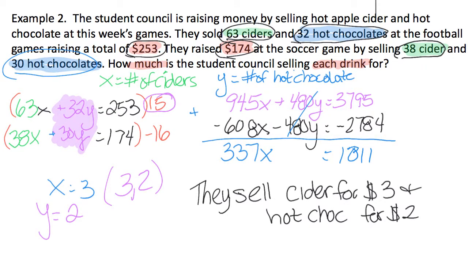Okay, so when you do this, you should get x is equal to 3 and y is equal to 2. So you have this ordered pair. And when we interpret it, they sell cider for $3 and hot chocolate for $2. If you got that right, then I would say good job. If not, go back and check your work, or call me over.